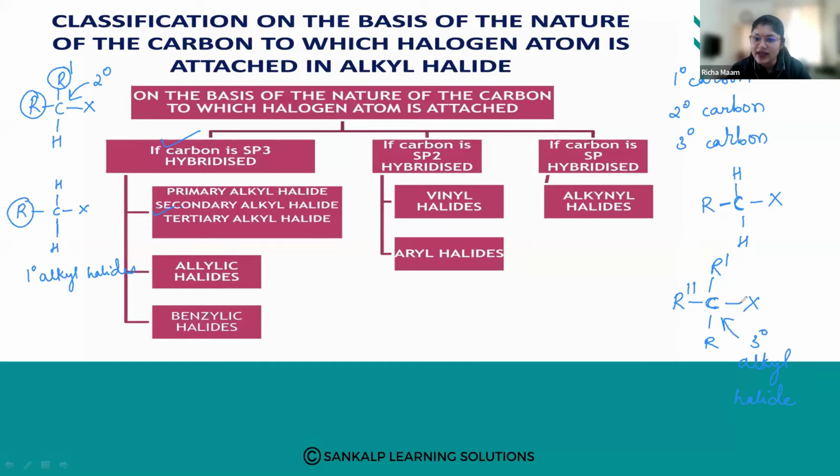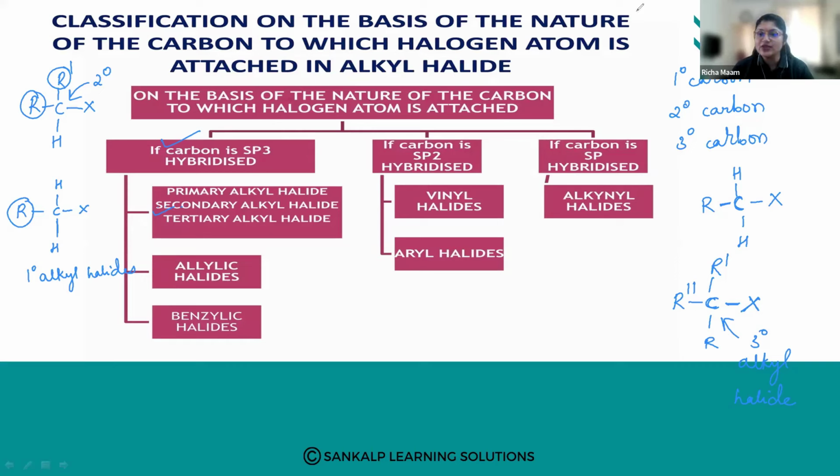Because the carbon has a halogen atom which is next to three alkyl groups. So this is the first classification: compounds containing an sp3 C-X bond, alkyl halides or haloalkanes. Based on how many alkyl groups the carbon bonded to the halogen atom is attached to, they are classified as primary, secondary, and tertiary alkyl halides.